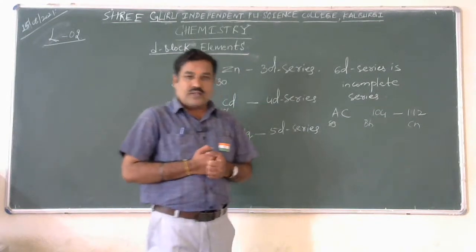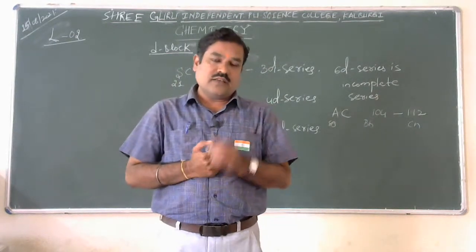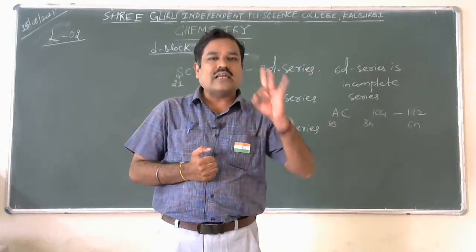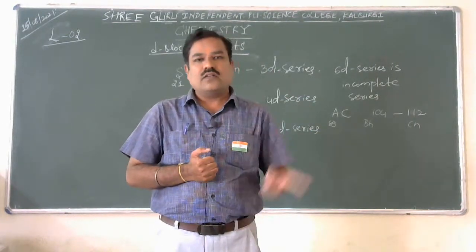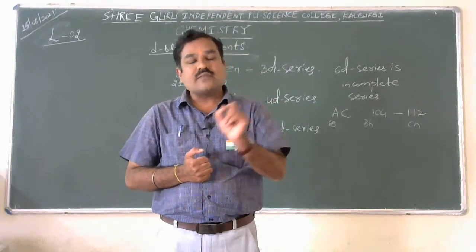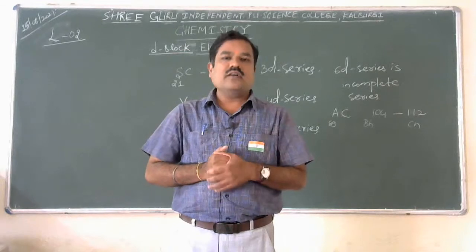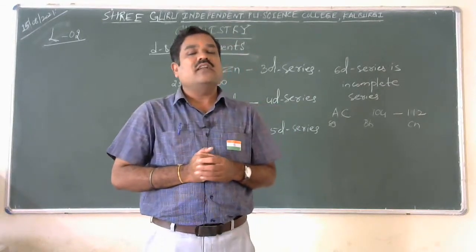And I told you the definition, students. What are d block elements? The elements in which the last entering electron enters into the d subshell are called d block elements. And these d block elements are also called transition elements.